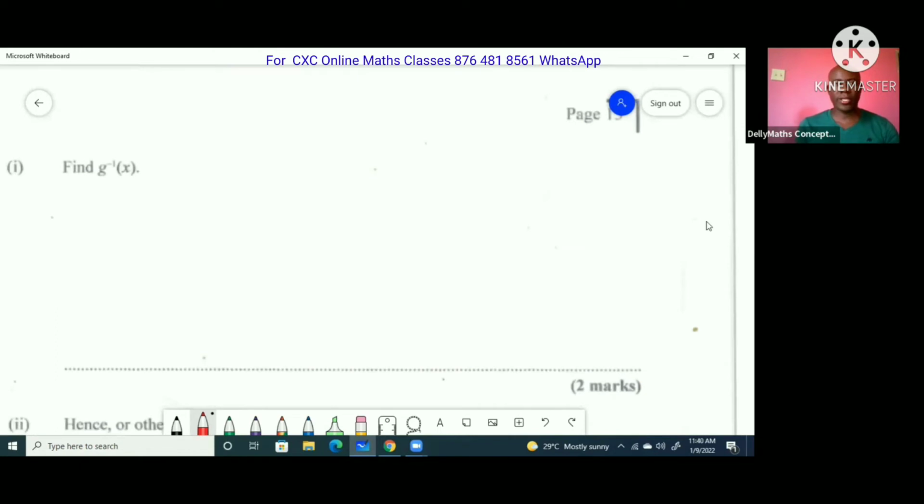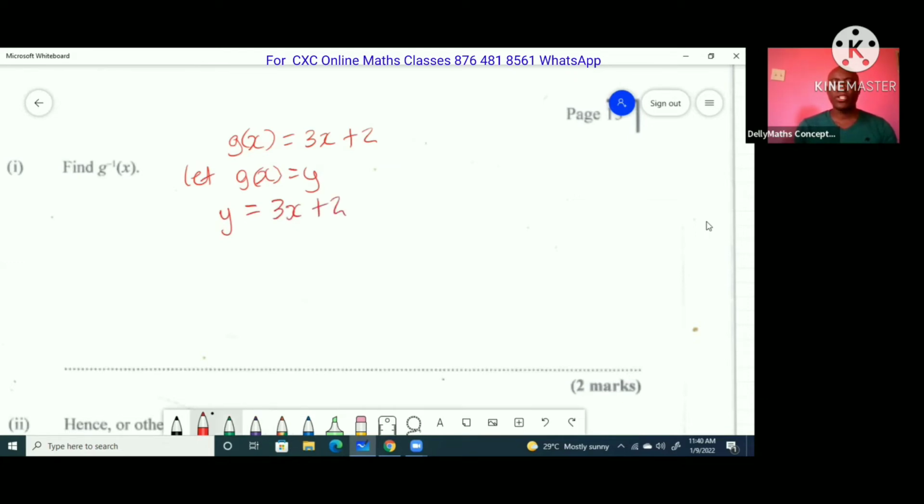So the next question is asking us to do the inverse of g of x. Remember that the g function is that g of x is equal to 3x plus 2. So we're going to do the inverse of this function. But in order to do this, let us write this statement. We want to say let g of x is equal to y, such that we could rewrite this as y is equal to 3x plus 2.